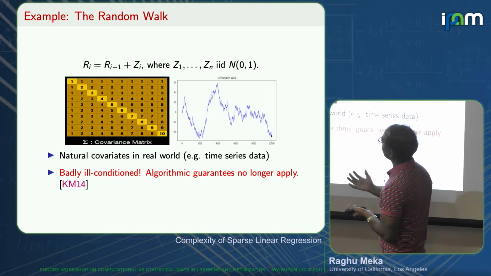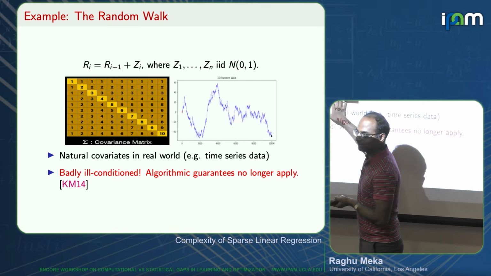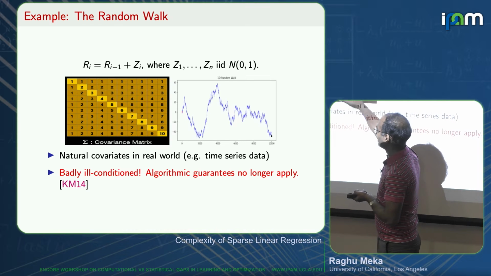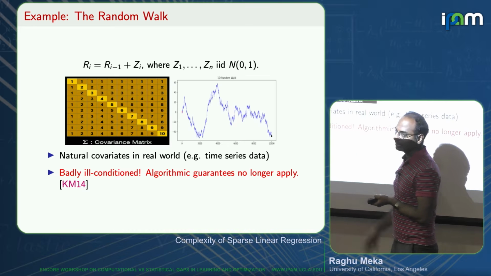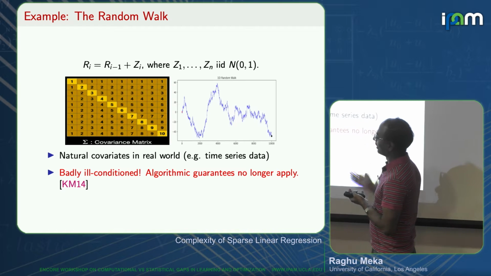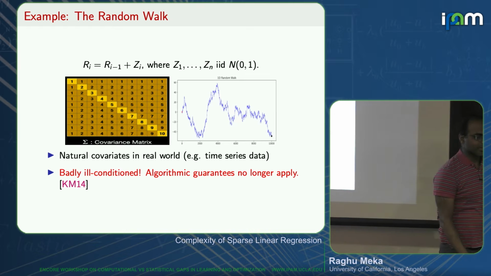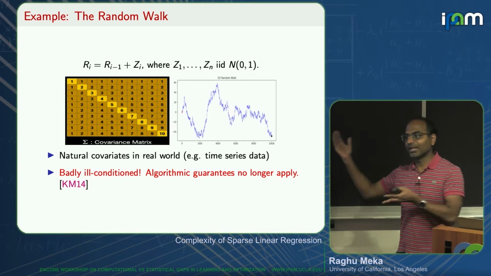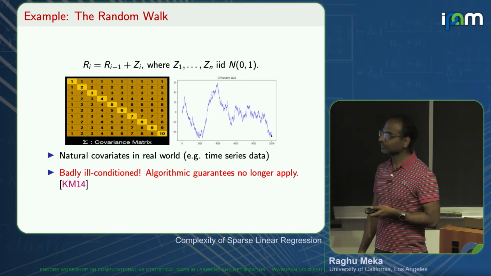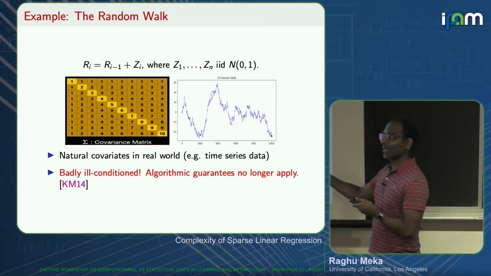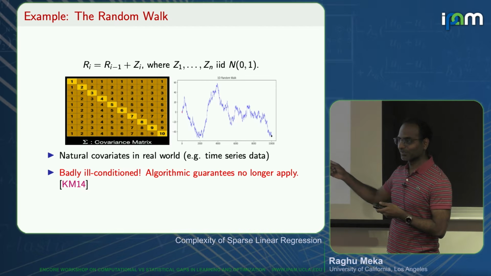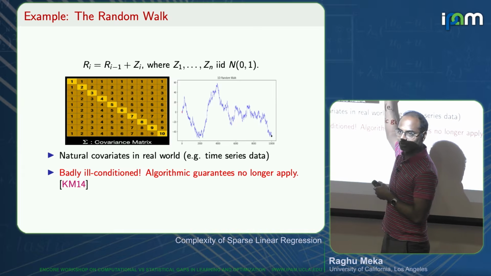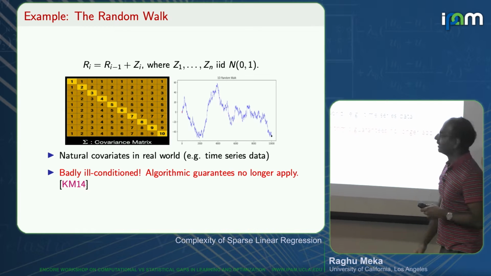So what is the covariance matrix I'm sampling from? It looks something like this. The covariance of R1, R1 is 1, R2, R2 is 2, and it has this nice structure here. This appears in many setups, especially in time series data. If your x's are coming from time series data, often they have such structures. And this is very badly conditioned, actually. If you think of the largest to the smallest eigenvalue, it grows with n, the number of variables.